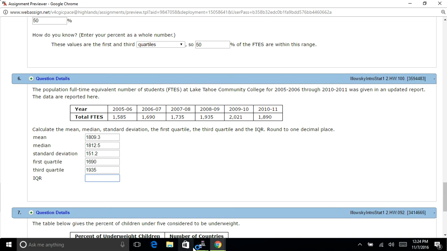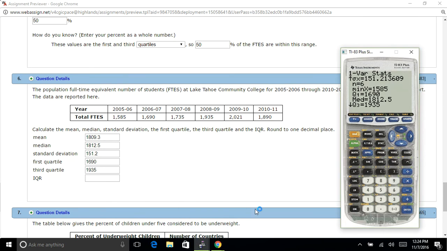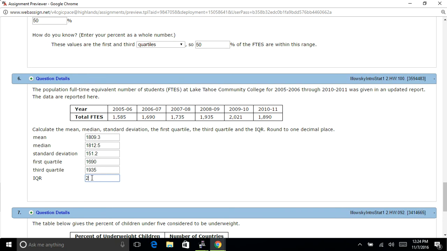And then my IQR. So what is my IQR? So I don't get it, and the calculator didn't give it to me. So what I can do, though, is I can do 1935 minus 1690 equals 245. So that's my IQR. That's just the difference between the first and the third quartile. So 245. So that's how I answer those questions.